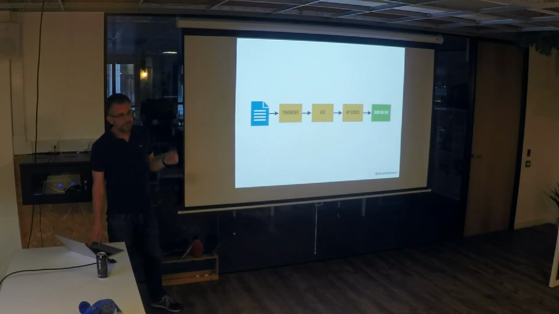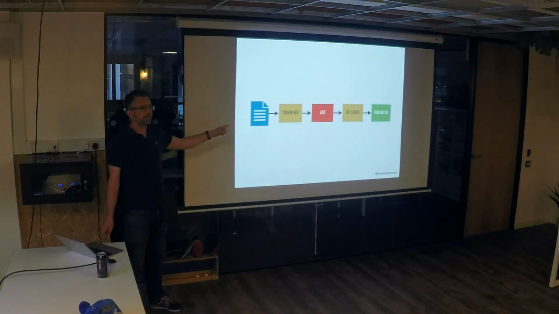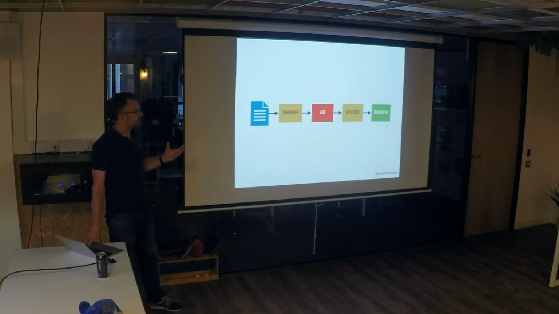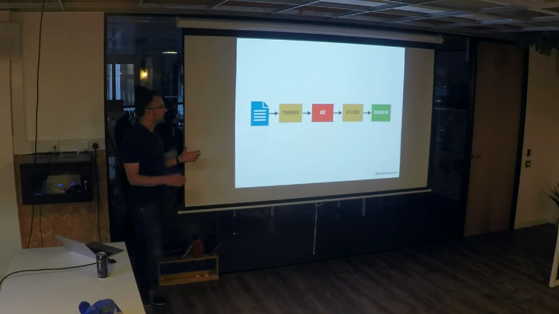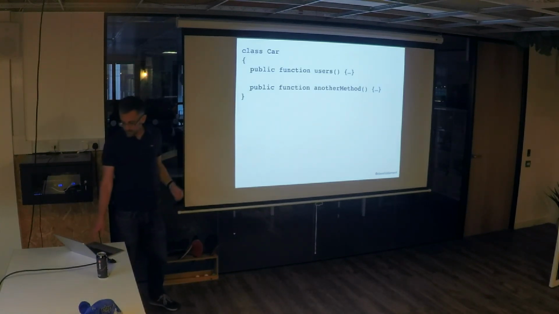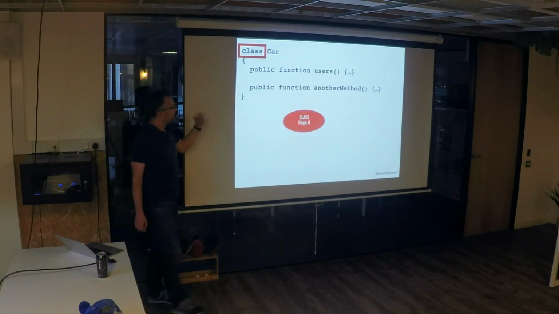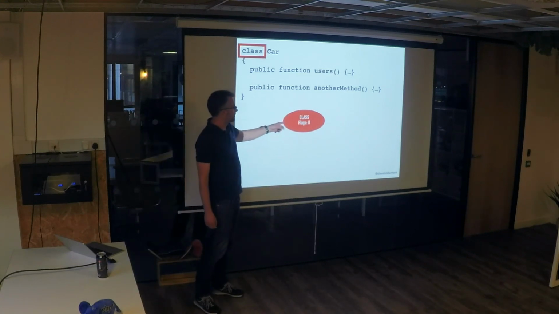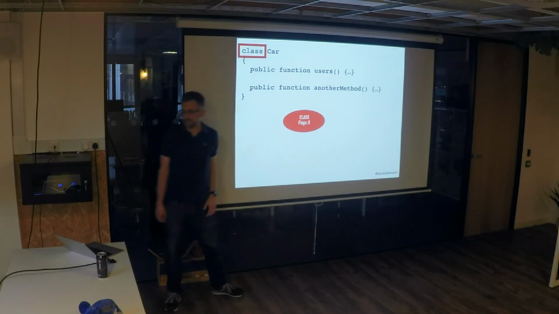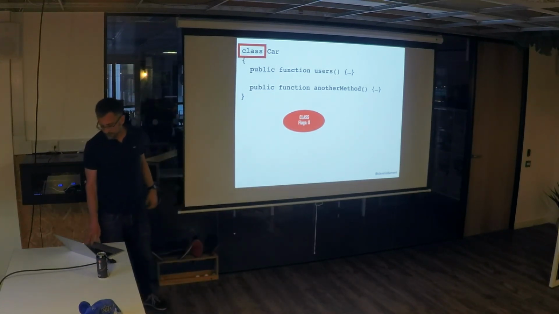Now, the bit that we're interested in is this abstract syntax tree. An abstract syntax tree is a graphical representation, a graph of our code. So if we had code like this, we've got a class, and there would be a node in our tree called a class node, and it's got properties. It's got this flags property, which we'll talk about later. And it might also have child properties.